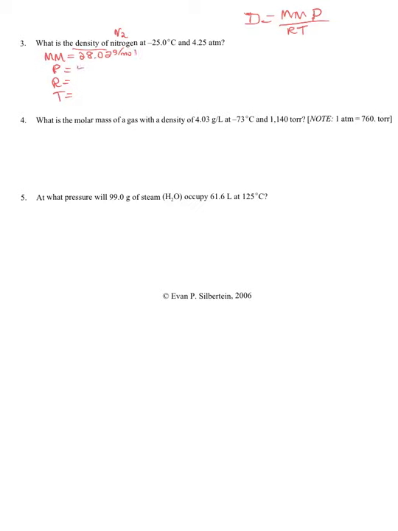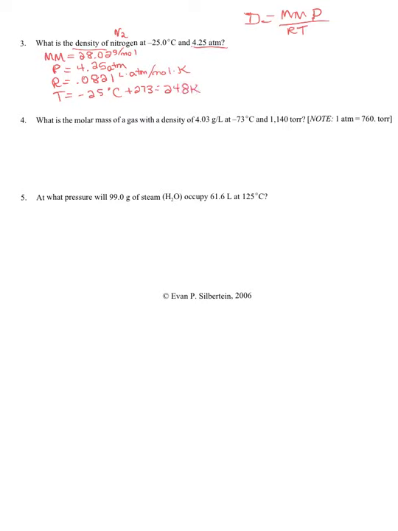Pressure, they tell us, is 4.25 atmospheres, right here. R, since the pressure is in atmospheres, we have to use 0.0821, and again, the unit for that is liters times atmospheres over moles times K. Temperature is negative 25 degrees Celsius, so when we add 273 to that, we end up with a temperature reading of 248 K.